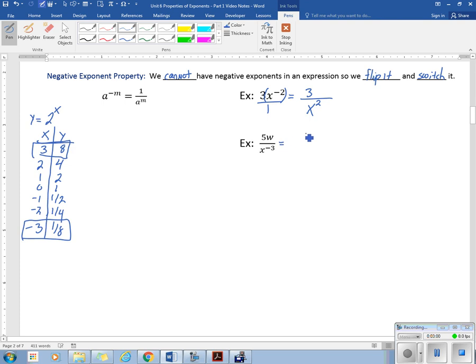Second example here, 5w is in the numerator. The denominator contains an x to the negative third. So that x to the negative third power needs to flip up into the numerator and become x to the positive third. Since everything down there flipped up to the top, technically it's over 1, but obviously we don't need to write that. We just leave it as 5wx cubed. All right, so there we go. Negative powers do not make negative numbers, but instead you flip it, switch it, rewrite it with a positive power, and simplify.